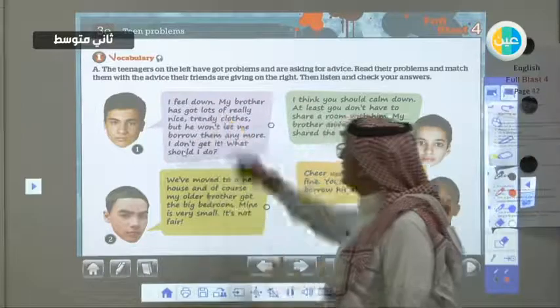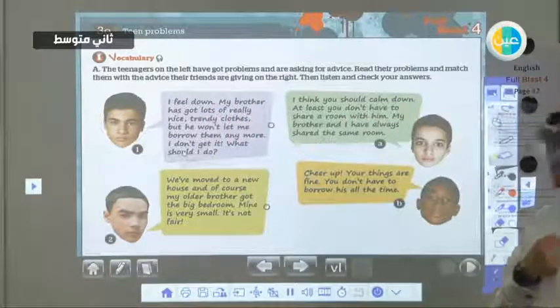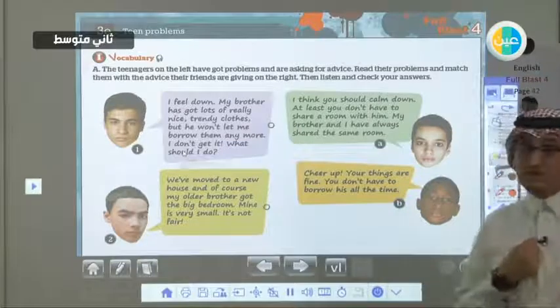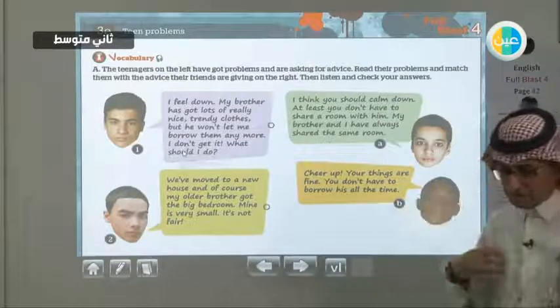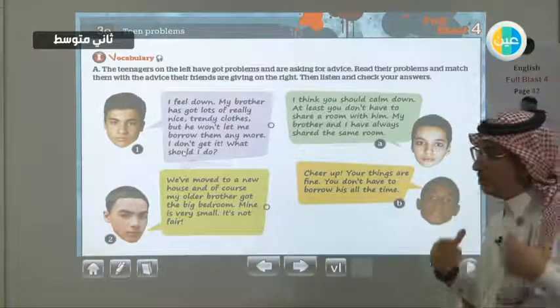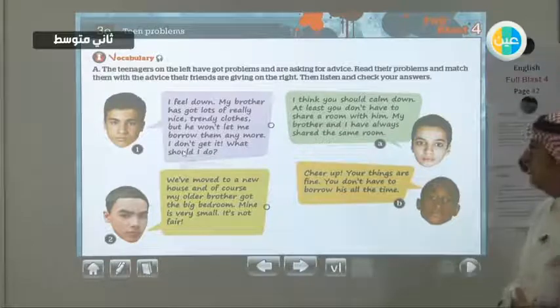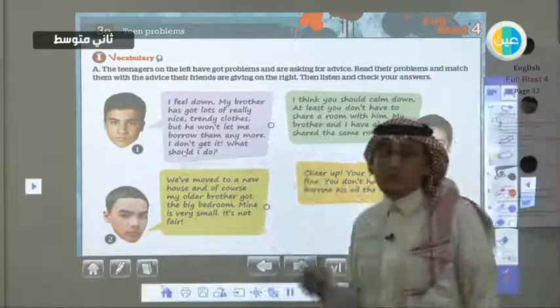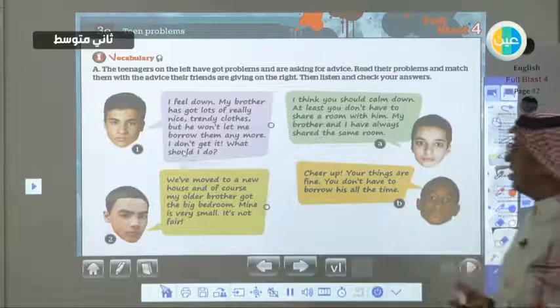Now, my brother has got lots of really nice, trendy clothes. What do we mean by trendy clothes? We know clothes. I wear clothes. I have a shumag, I have a thobe, you have a blouse, you have a pullover, okay, pants, and so on, okay. So these are called clothes, and trendy clothes are maybe fashionable, modern ones.